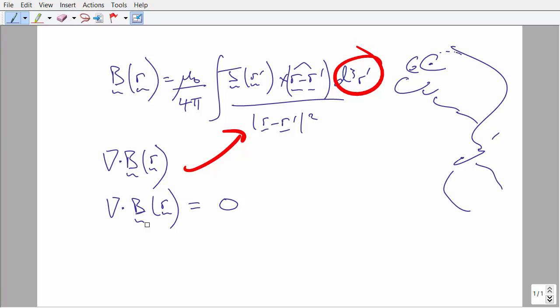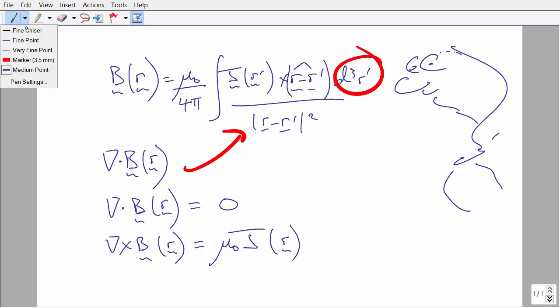By a very similar procedure, we could take the curl of the magnetic field, and once again, all the derivatives come inside the integral that I've written above, and we would find that the curl of the magnetic field is equal to mu naught times the current density. And you'll notice here, again, as with electrostatics, that this is all local, in the sense that the curl of the magnetic field at position r is given by mu naught multiplied by the current density at the same position r. And I should be clear here once again that this, of course, is a vector.